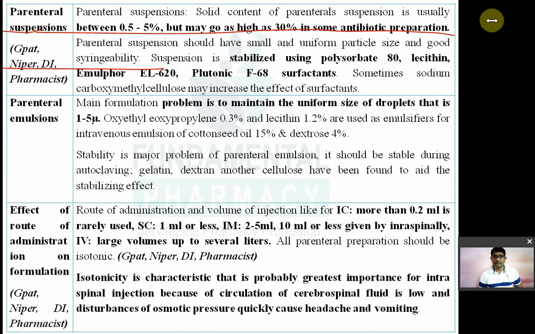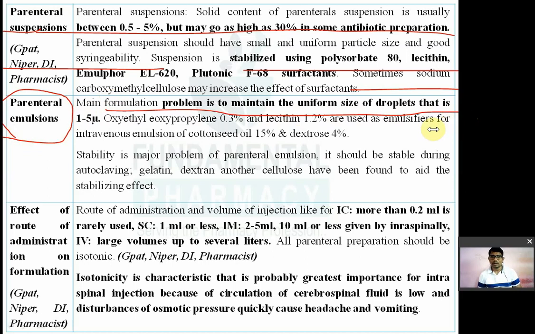Then again, suspension for parenteral use, they are stabilized by using polysorbate 80, lecithin, then Emulphor EL 620, then Pluronic F68. These are the names of surfactants. Sometimes sodium carboxymethyl cellulose may increase the effect of surfactant. Now another kind of formulation known as parenteral emulsion. So main formulation problem for this parenteral emulsion is to maintain the uniform particle size or uniform droplet size. What is the droplet size for parenteral emulsion?